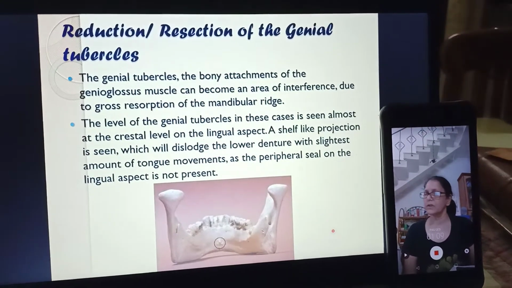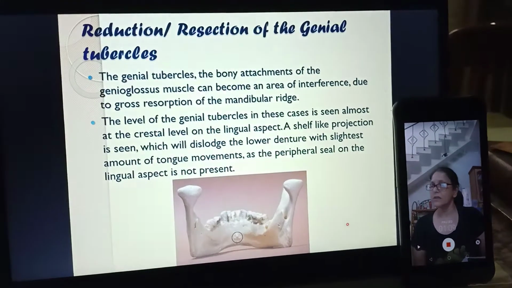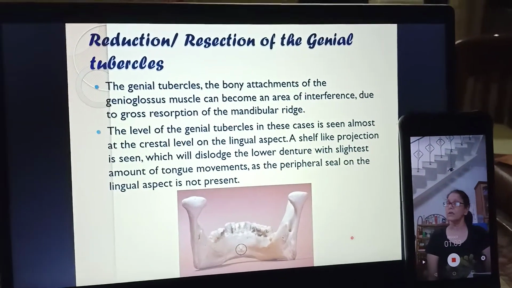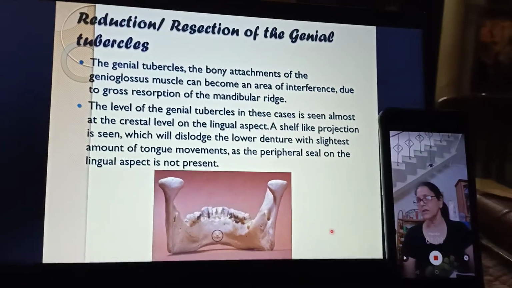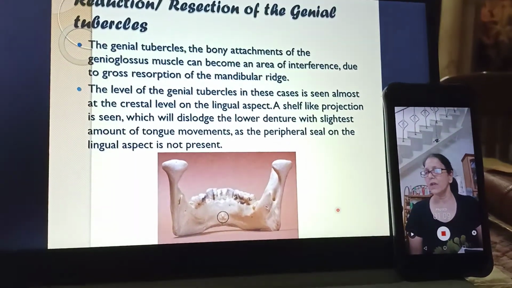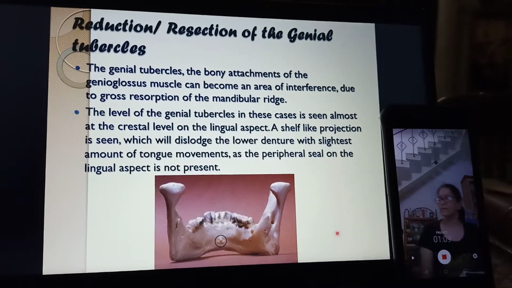of the mandibular ridge. So these genial tubercles, what they can do is they can dislodge the denture with the slightest amount of tongue movement, and so the peripheral seal of the lingual aspect is lost. Next slide.